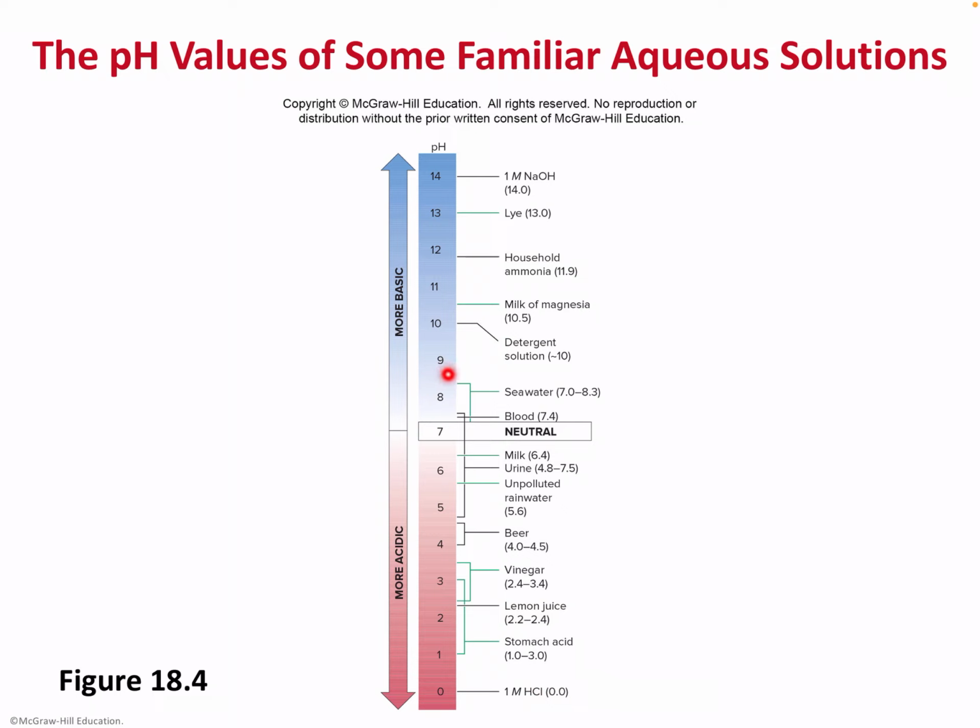And some of the basic aqueous solutions: seawater 7 to 8.3, and detergent solutions are basic. Milk of magnesia, you may have heard that it is an antacid, that if the acidity is much in the stomach, you take milk of magnesia. It is a basic ingredient, so that will neutralize the acidity of the tummy. Household ammonia, again close to 12, 11.9. Sodium hydroxide 13, lye 1 molar sodium hydroxide 14.